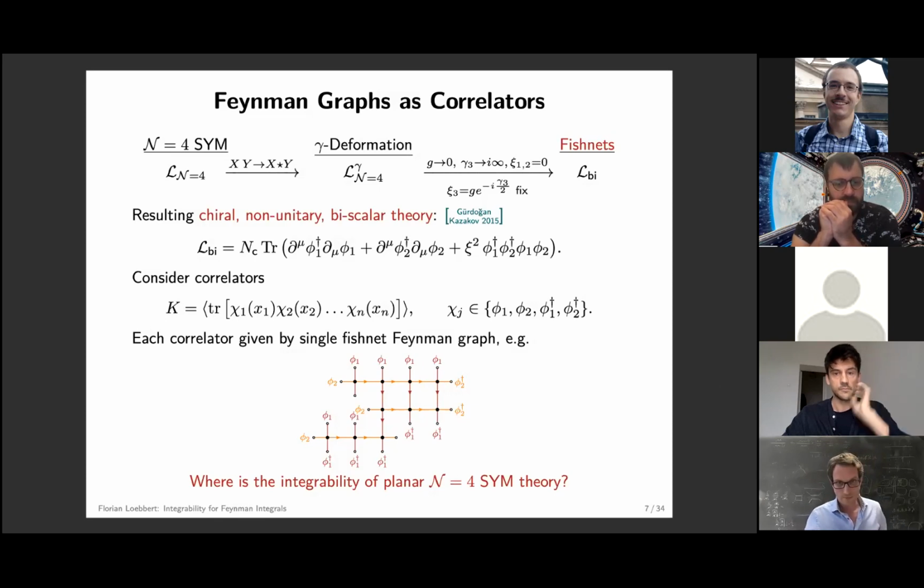And since we know from N=4 Super-Yang-Mills theory that correlation functions have nice properties, in particular with regard to integrability, one may wonder whether these Feynman integrals do inherit these integrability properties, because now they have this interpretation as correlation functions in the Fishnet theory.